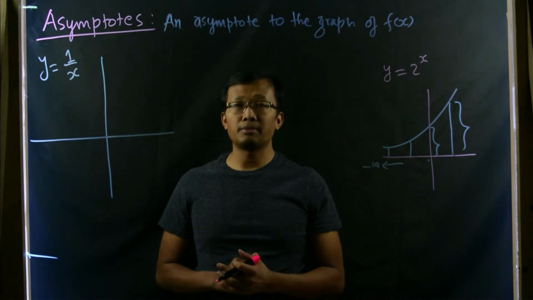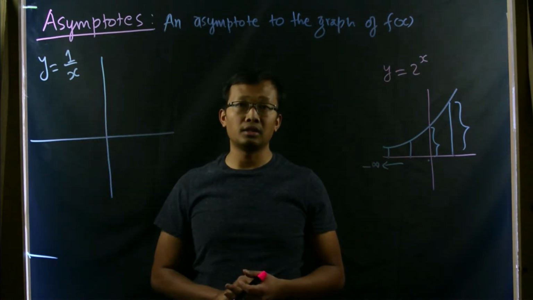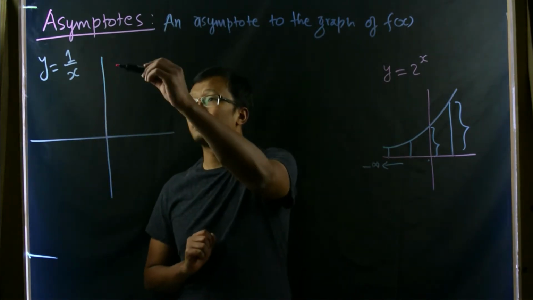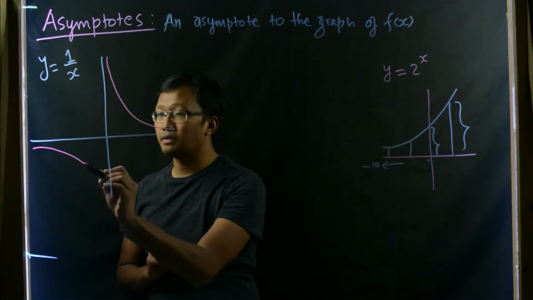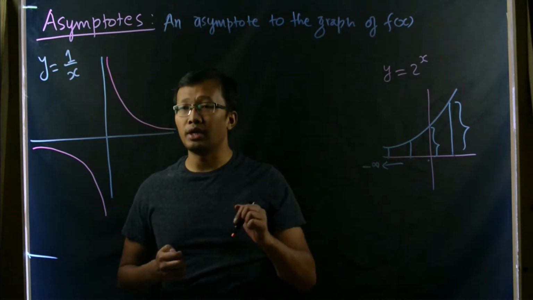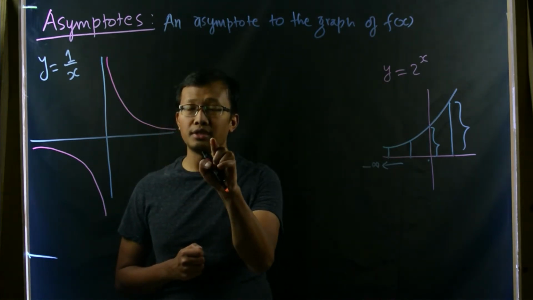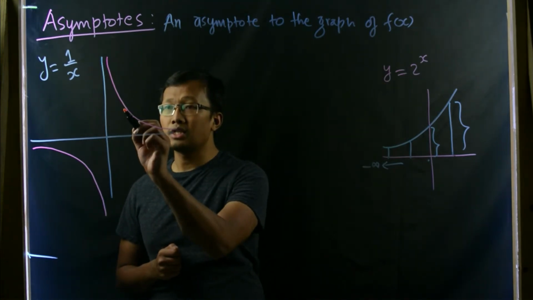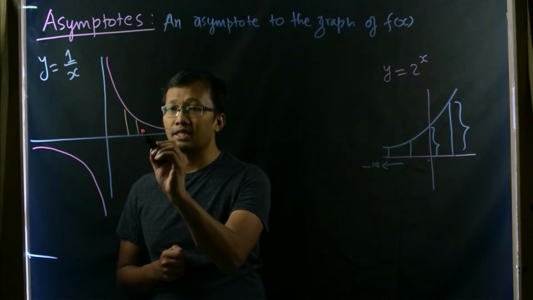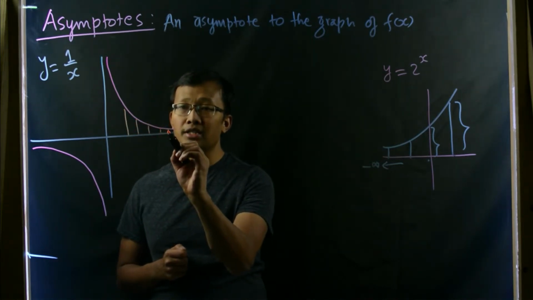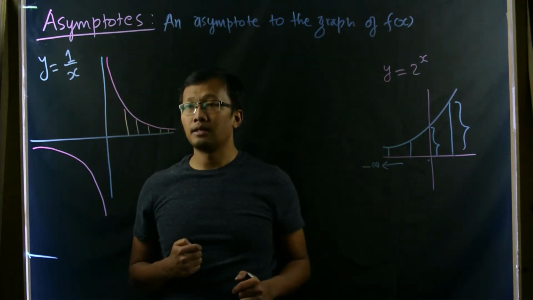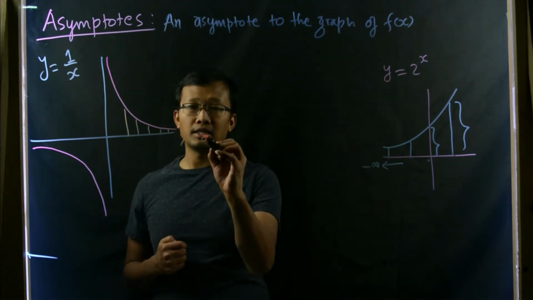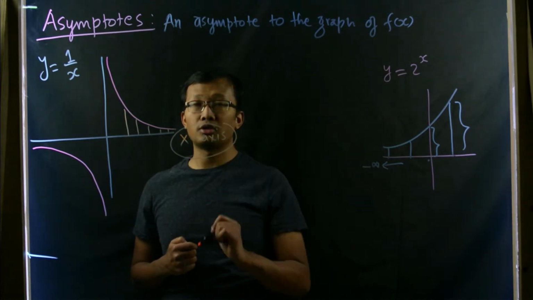Let's take another example, where we take the reciprocal function. This is the tentative diagram of the curve. Whenever we go towards positive infinity, the distance from the curve to the x-axis becomes lesser and lesser, eventually going towards 0. So the x-axis is an asymptote to this curve.